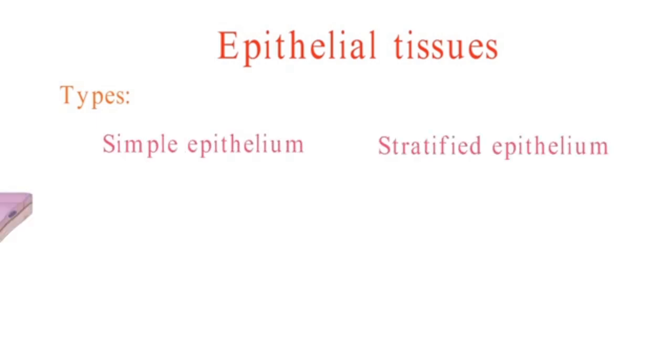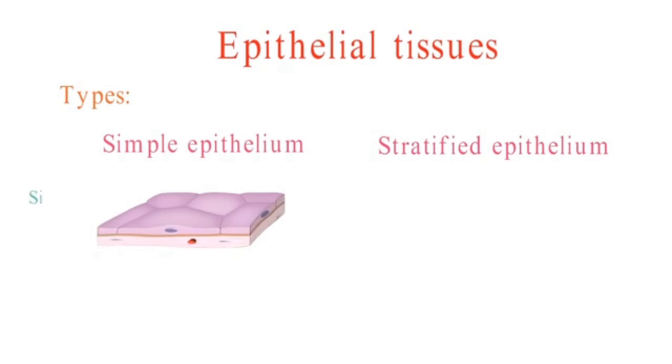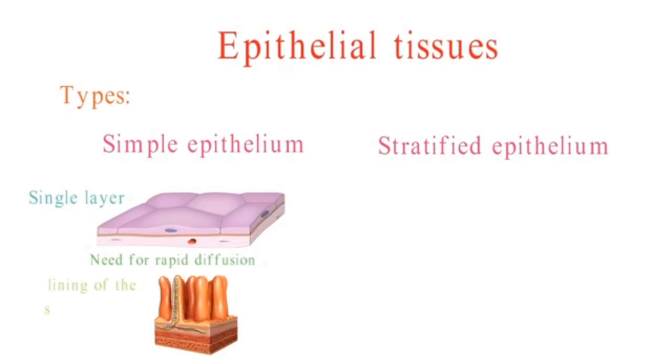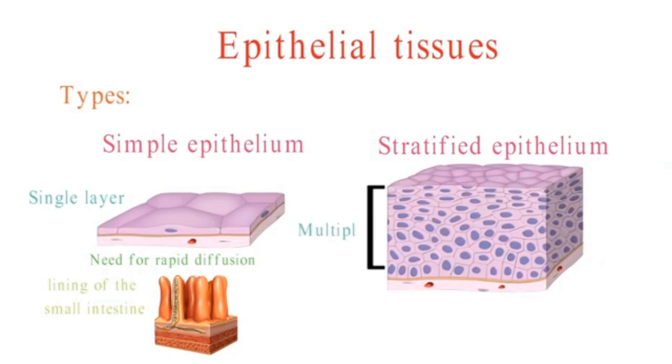There are two main types of epithelial tissue: simple epithelium and stratified epithelium. The simple epithelium is made up of a single layer of cells. It is found in areas where there is a need for rapid diffusion, such as the lining of the small intestine. The stratified epithelium is made up of multiple layers of cells. It is found in areas where there is a need for protection, such as the skin.